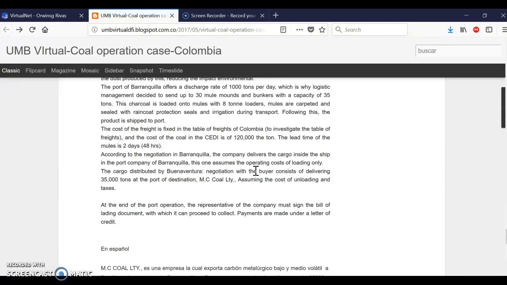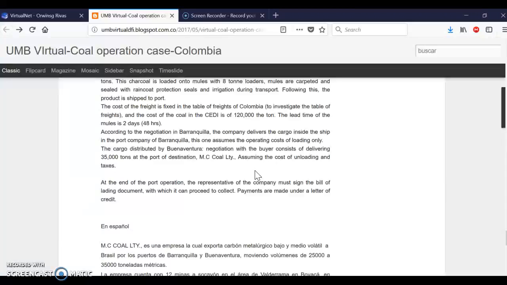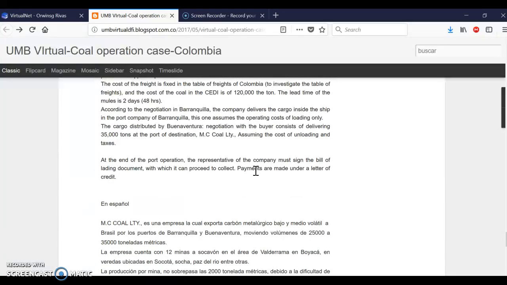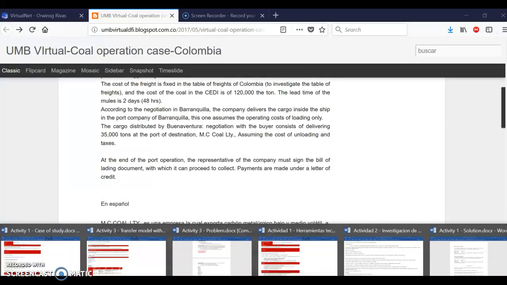So we have to identify 2 different Incoterms in this. According to the negotiation in Barranquilla, the company delivers the cargo inside the ship in the port of Barranquilla. This one assumes the operating cost of loading only. The cargo distributed by Buenaventura, negotiation with the buyer, consists of delivering 35,000 tons at the port of destination, MC Coal Limited, assuming the cost of unloading and taxes.